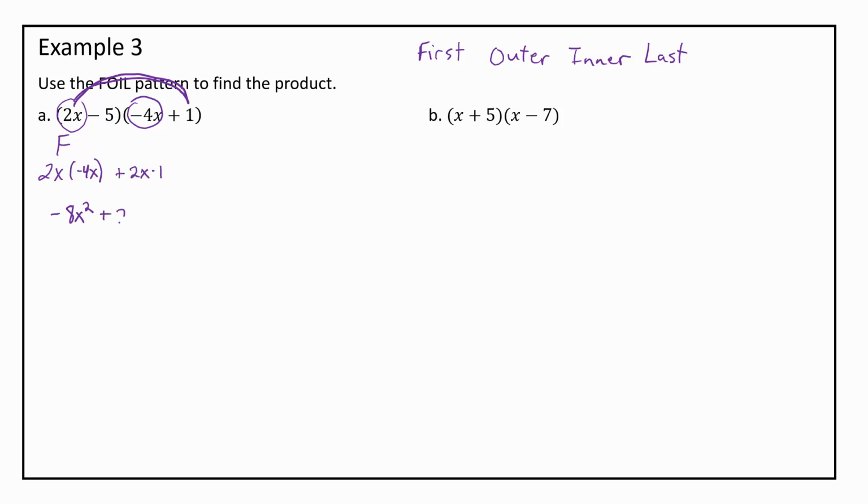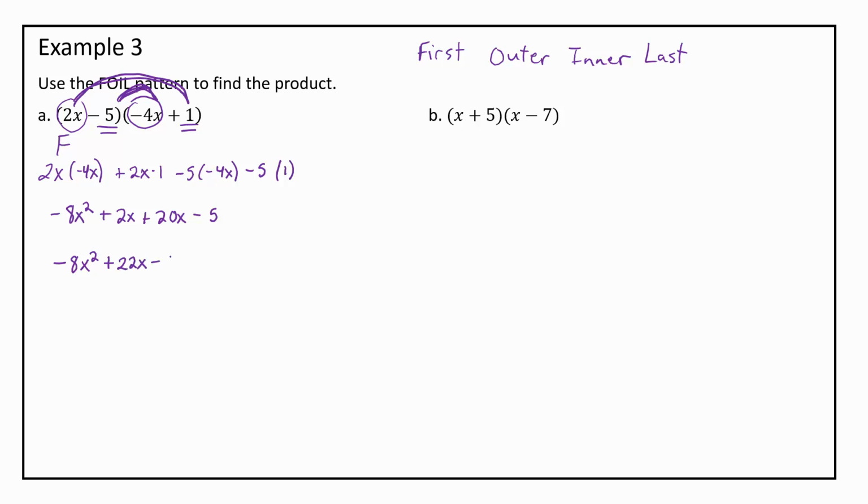So that's just going to give me 2x. The inner terms are going to be the opposite, the two that are closest to the inside of the problem. So that's negative 5 times negative 4x, which is positive 20x. And then my last term in each is the only two I haven't multiplied together yet, but also it's the last term in each parentheses. Negative 5 times 1 is negative 5. So 2x plus 20x is going to give us 22x.